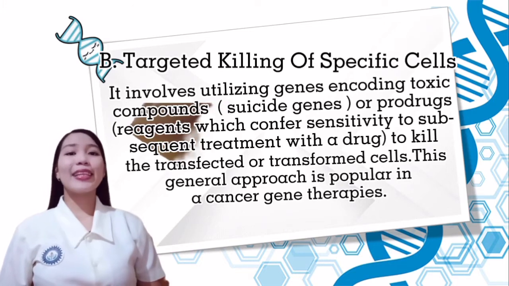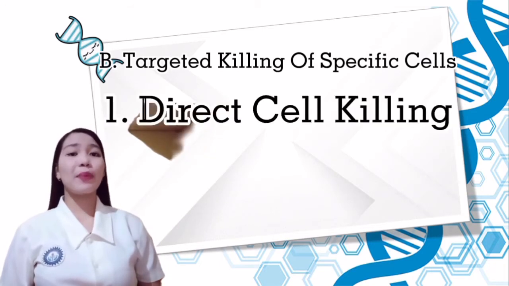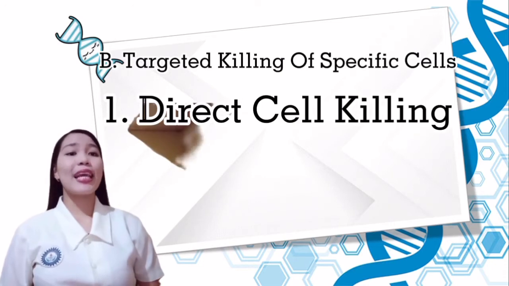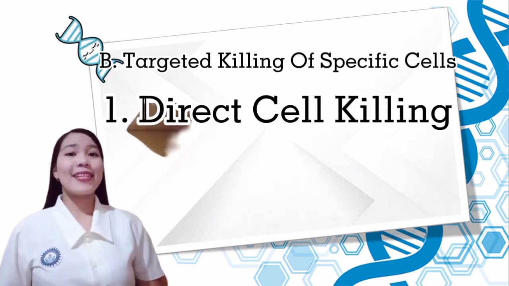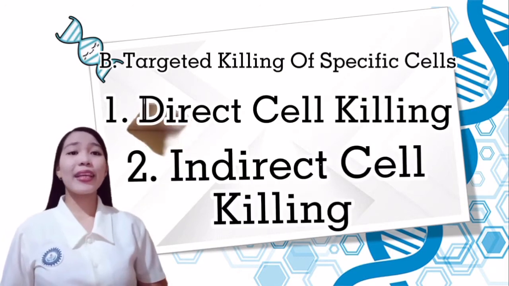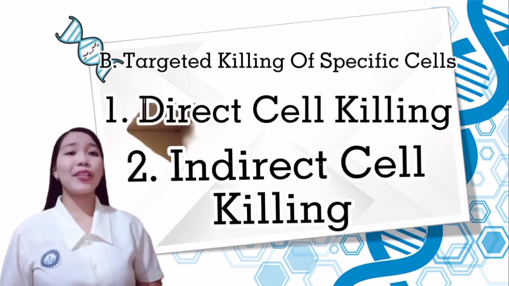The targeted killing of specific cells can be done in two ways. First is direct cell killing, which is possible if the added genes create a lethal toxin or suicide genes that produce a highly toxic product which kills the cells. Second is indirect killing, where a prodrug gene is inserted, conferring vulnerability to killing by a later administered medication.